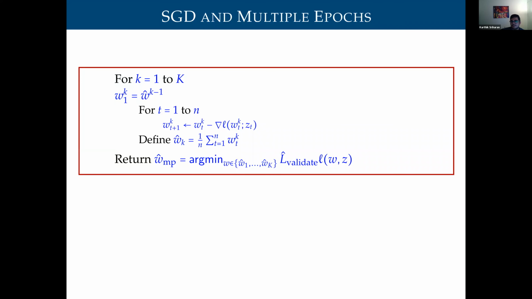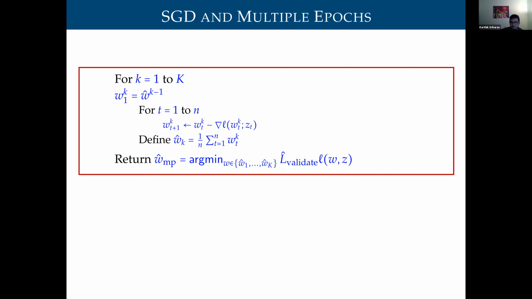So the idea here is that you run for K epochs, meaning I run SGD with batch size 1 over my sample once, and then I take the average over that set of samples and use that for epoch K. Then I go one more epoch, starting from that W hat K as my starting point.